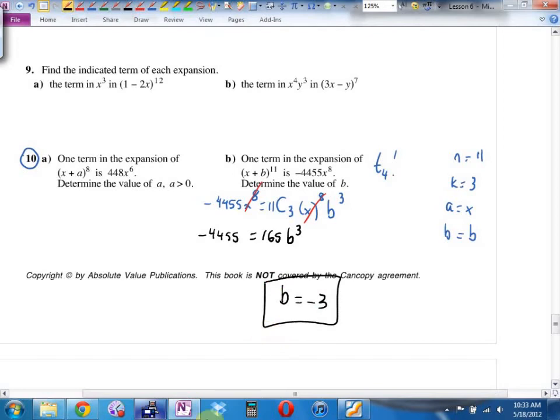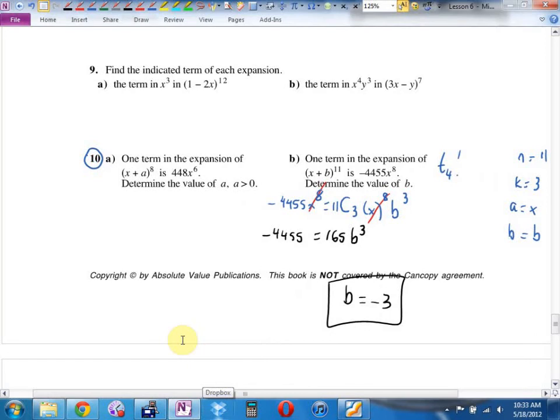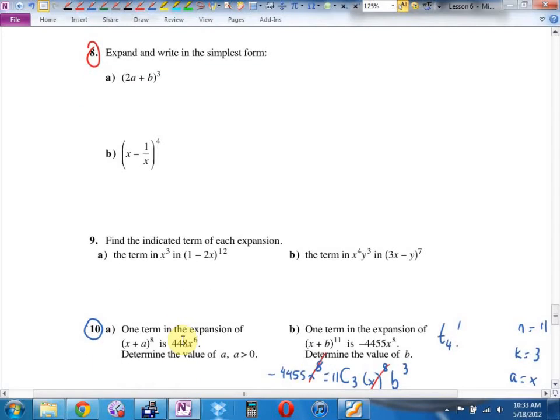Any others? Yeah. 8b. Okay. What's my exponent? How many terms are there going to be? 5. It's going to be 4 choose 0, 4. Here we go. I have a feeling I might need lots of room, so I'm going to start right here. 4 choose 0, 4 choose 1, 4 choose 2, 4 choose 3, 4 choose 4.